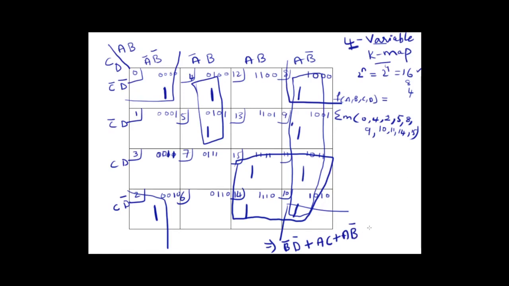Next, plus there's another group. This is done: total 1 group, 2 group, 3 group. This is the 4th group. From here the common is A bar, B, and in this I have C bar. So A bar, B, C bar, because from both, C bar is common, and this is the solution for the given problem. Same way, they can also give it in the form of a truth table or some expression. This is all about the 4 variable K-map.